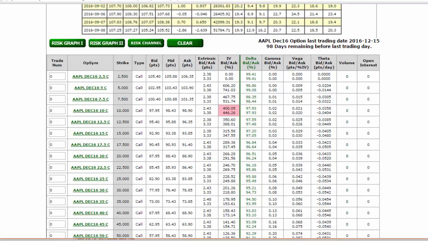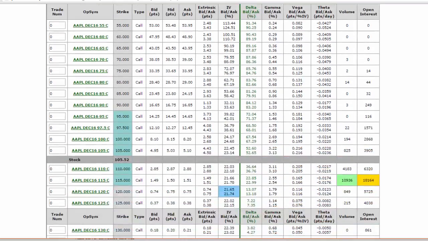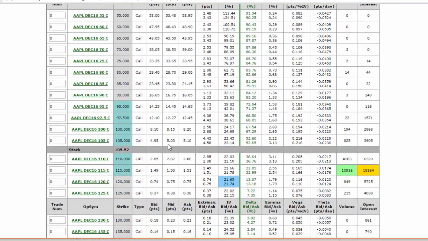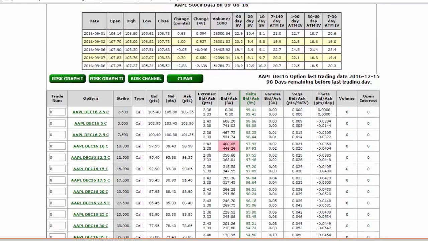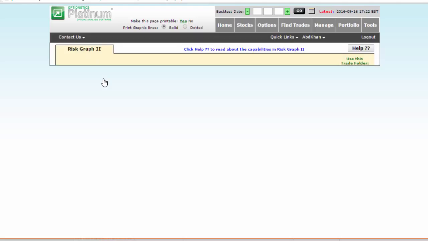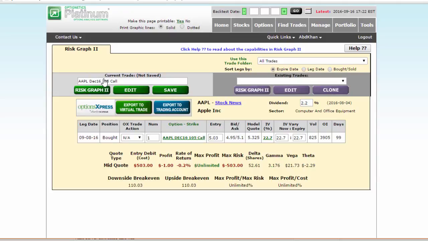What I then like to do is look at an at the money option, which is an option that's closer to where the current price of the stock is. You can see that's this 105 call option, which is trading around $500. So let me review that and bring up the chart for that particular option. I will do this and maybe look at 4 or 5 different risk graphs before I make a decision on how I want to construct my particular trade.